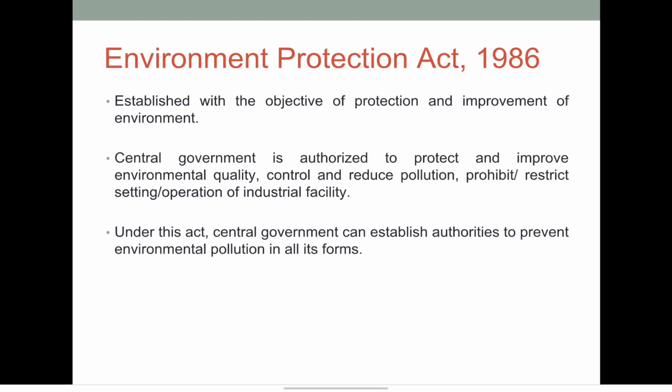Now, under this act, the central government is authorized to protect and improve the environmental quality, control and reduce pollution, and prohibit or restrict the setting or operation of an industrial facility. So the central government is given the responsibility in this respect. If it finds that a particular industry is causing pollution or releasing toxic materials which are harmful to the health of the people as well, because people are also included in the environment, so if it is harmful to the plants, animals, and also the people of this country, then it will prohibit or restrict the operation or setting of that industrial facility.